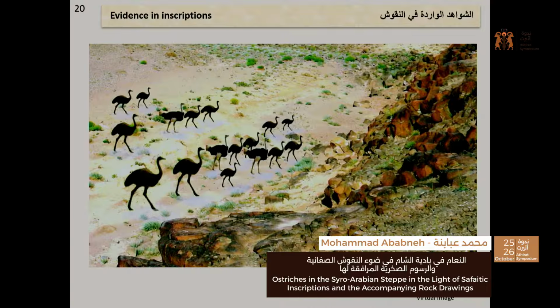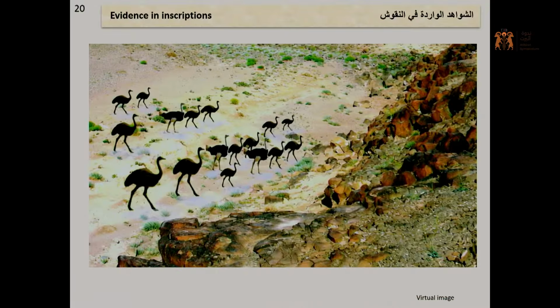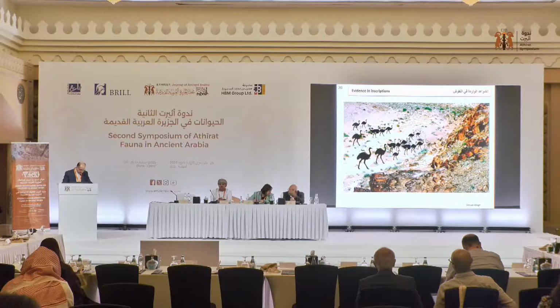So, does the author of the inscription mean that he only drew the ostriches just because he saw them? Or that he owns them and maintains them in his corral?